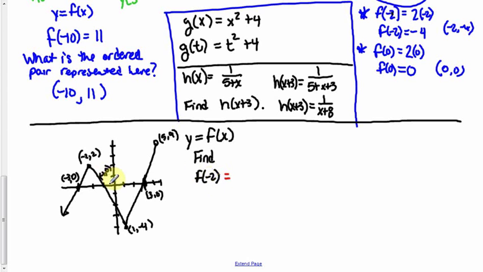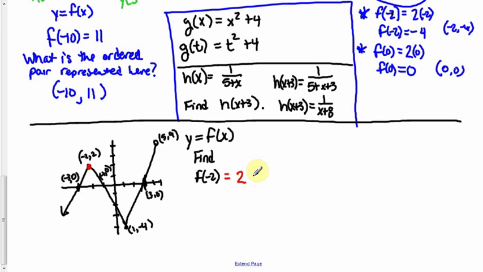Negative 2. So you're going to look on your graph and go to negative 2 on the x-axis. And then you're going to go up or down to the point on your graph. So I go up, and right there is the point that corresponds to the negative 2 in the x. What is the function value at that point? That's your y value, okay? Or your f of x value, because remember, y equals f of x. So what is it? 2.